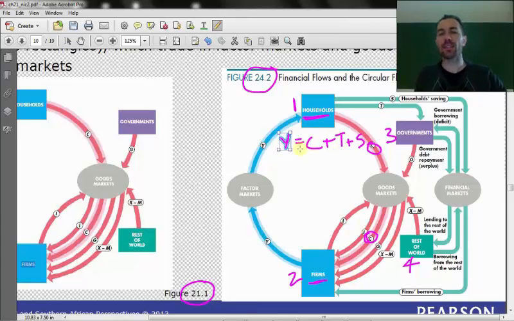Any taxes that come out of your income go to government. What does government do with it? Well, government also uses that money to buy goods and services. Who does it buy those goods and services from? From the firms. The firms are the ones that produce stuff. So household taxes go to government, and become government spending.